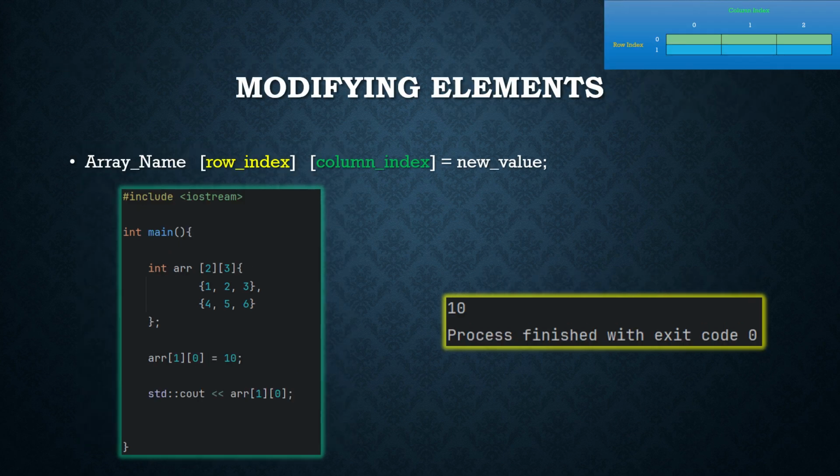To modify a two-dimensional array, we access a specific location in the array and assign it a new value. In the example, we are accessing the integer in the row with the index of 1 and the column with the index of 0. Then we assign a value of 10, changing its value from 4 to 10. If we output the integer at this location again, we will see that it's now 10 instead of 4.